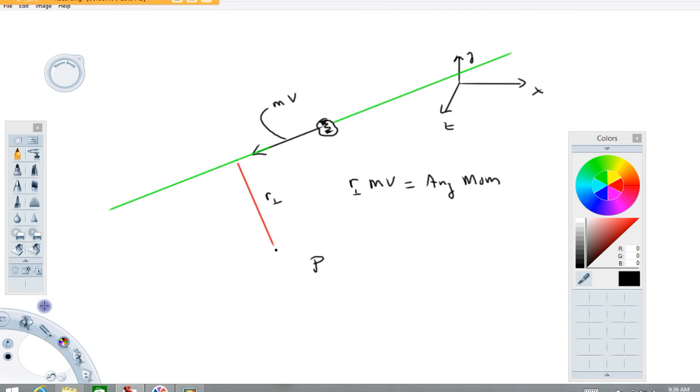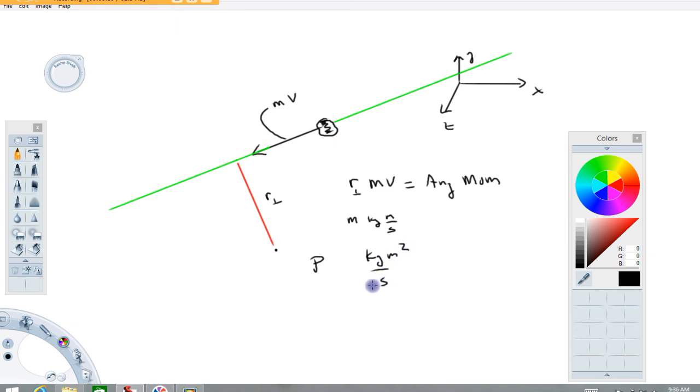Should probably discuss units for a moment. So r is in meters, mass is in kilograms, velocity in meters per second. So your angular momentum has units of kilogram meter squared per second.